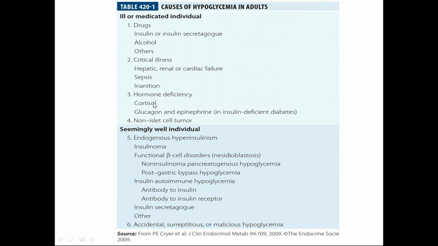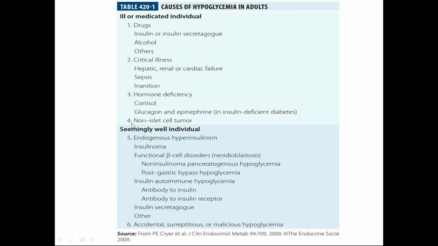Hormone deficiency, like cortisol deficiency, glucagon deficiency, epinephrine deficiency. These all increase the production of glucose, right? So these deficiencies cause hypoglycemia. Non-islet cell tumor. So these are in ill patients.